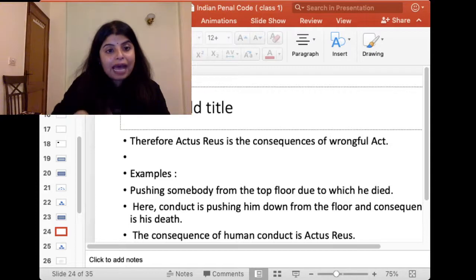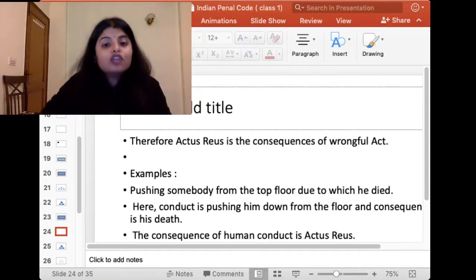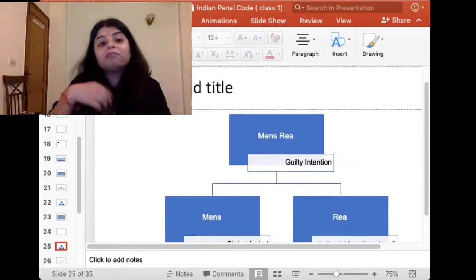If I stab you, there's an act of stabbing and the consequence is that you've died. If there is a penile penetration, then there's a penetration which has resulted in a rape. So these are the actus reus. Now the second part is the mens rea.